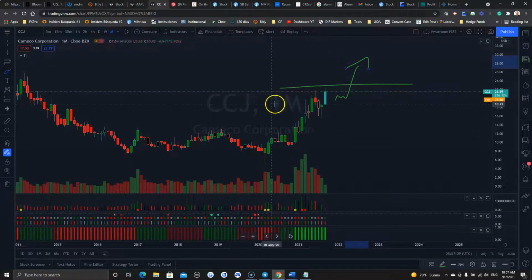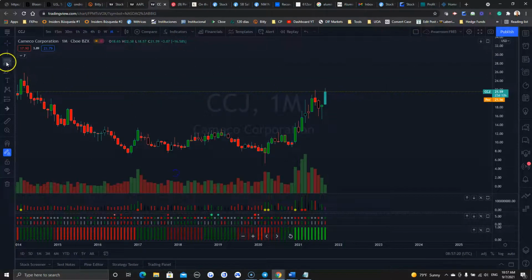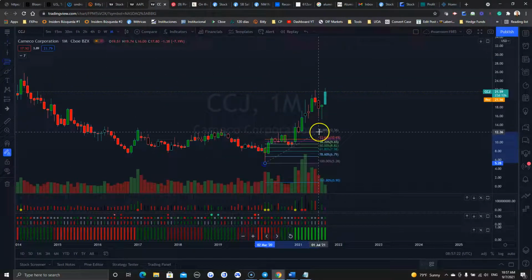You can say whatever you want about nuclear energy. It's very clean. It's not like coal, like Peabody, ticker BTU. So you have an opportunity to do that. Now let's go over the different tools. Let's start with Fibonacci trend, trend Fibonacci.